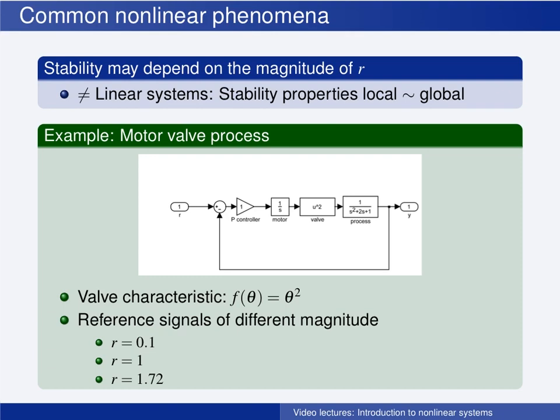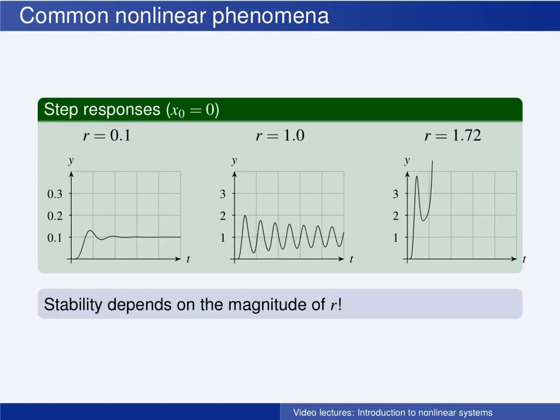Take for instance the control system given by this Simulink diagram here, where a second-order process is controlled by a valve. The valve has a nonlinear characteristic that looks like this. The flow out of the valve is the square of the valve input. And the valve is turned by a motor controlled by a proportional feedback controller. We will now give different reference signals to this control system. The initial value is the same in all three cases.